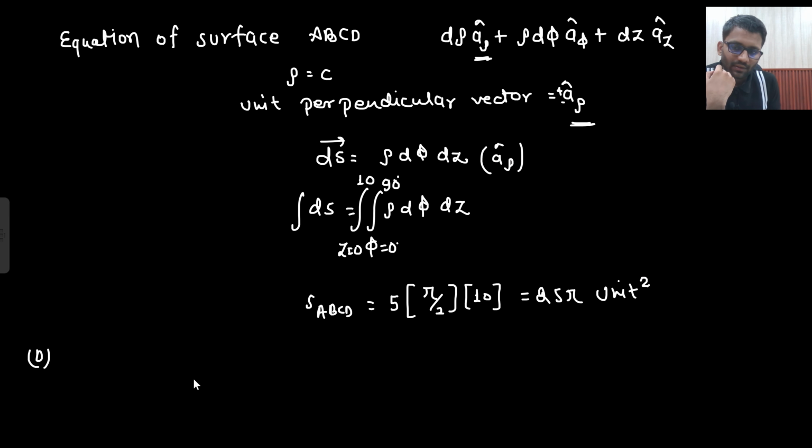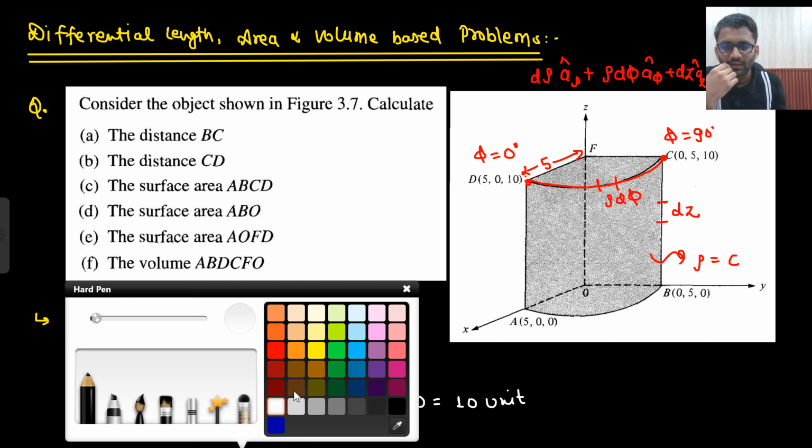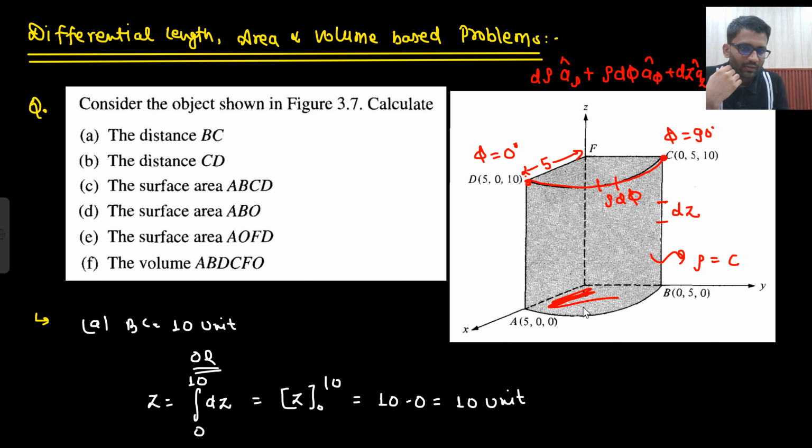ABO, downward, this one. What do you think is constant here? The value of z is constant, right? Because on this surface the value of ρ is also changing. Here ρ is different, here ρ is different, you can check at any point. So the value of ρ is changing. The φ value is also changing, 0 degree to 90 degree. Here it is 0 degree, here it is 90 degree. But the value of z is equal to 0 only. The value of z is constant, right?